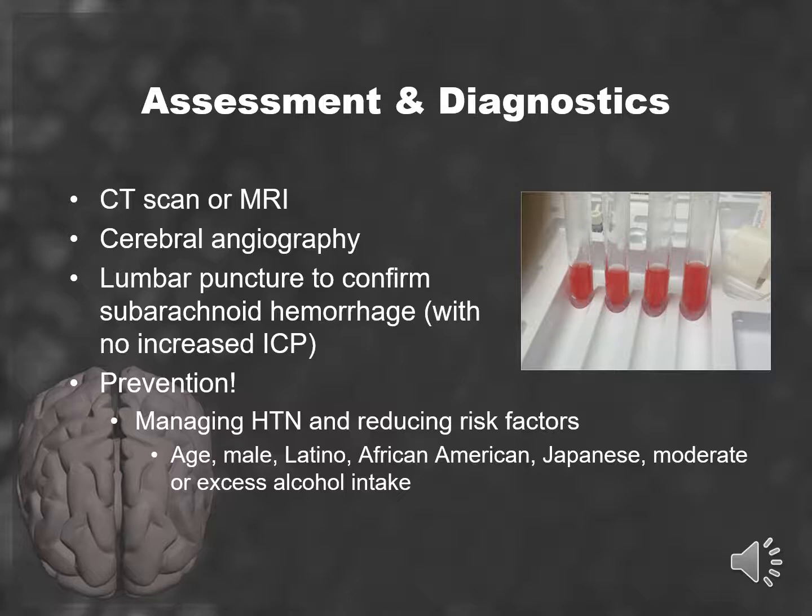Now, our biggest thing is to help prevent a hemorrhagic stroke, and the top way to do that is to manage hypertension. By far, the best way to prevent a stroke is to control hypertension. And then in addition, helping to reduce many of the other risk factors that we talked about with an ischemic stroke.